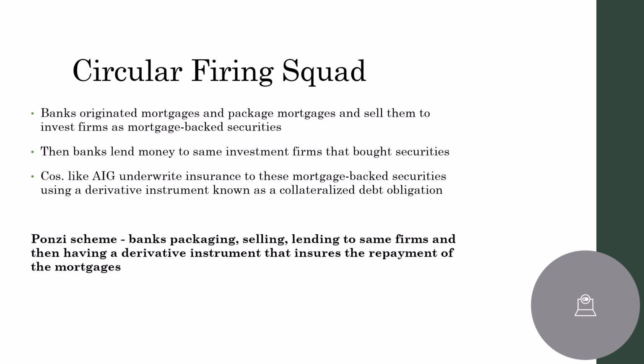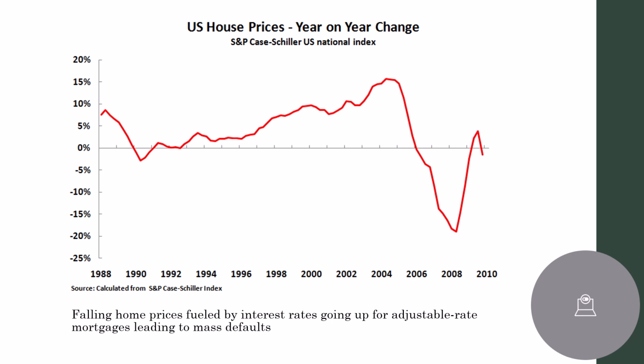So to understand this, you have to understand that banks created the mortgage-backed security and they sold them to brokerage firms. The banks then lent money to the same brokerage firms that bought the mortgage-backed securities from them. And then other companies would underwrite the insurance for these mortgage-backed securities and use the CDO. So this is kind of like a whole Ponzi scheme with banks packaging and selling to the same firms and then having a derivative instrument that kind of ensures the repayment for these mortgages. So just a completely broken system there, kind of a little bit of a Ponzi scheme with all the money coming from the banks. So this system then led to a collapse in the housing prices in the United States.